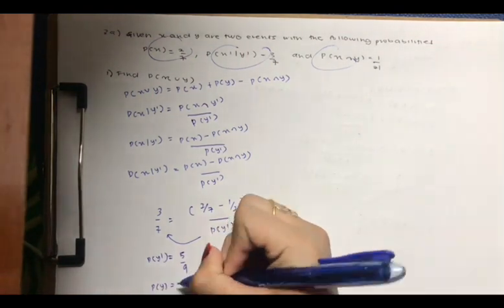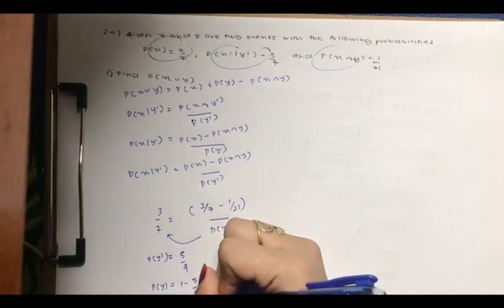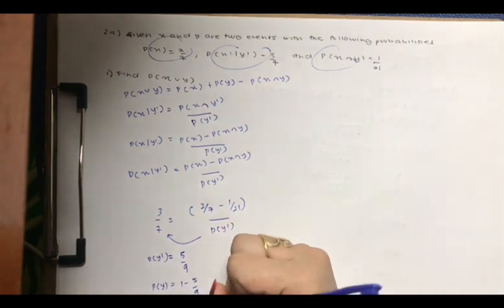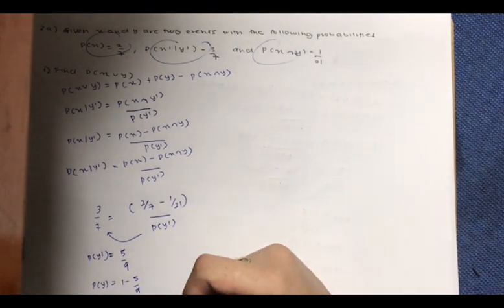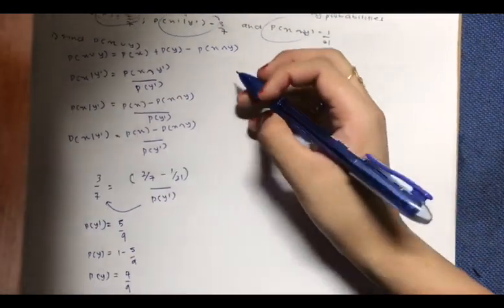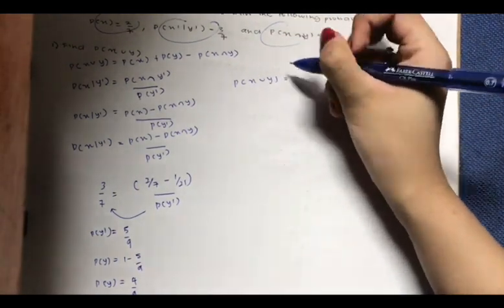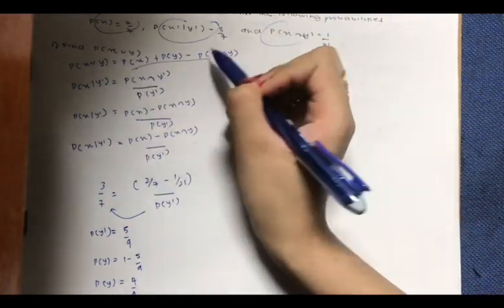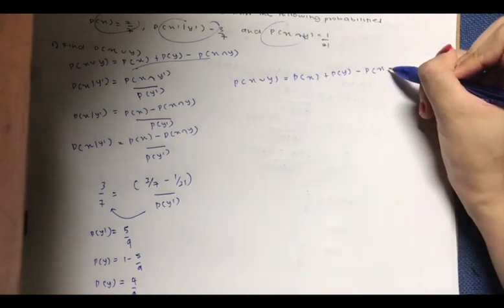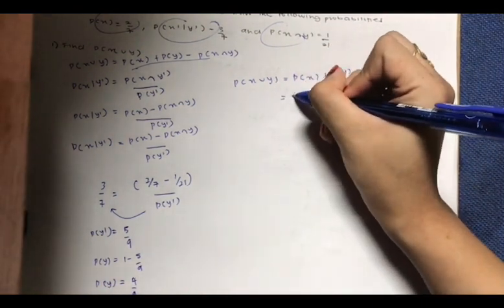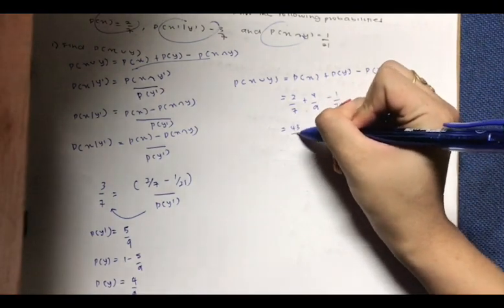P(Y) equals 1 minus 5 over 9, so P(Y) is 4 over 9. After we got P(Y) as 4 over 9, we can find P(X union Y). Just use this formula: P(X) plus P(Y) minus P(X intersection Y). Just substitute the values: 2 over 7 plus 4 over 9 minus 1 over 21. So we got 43 over 63.